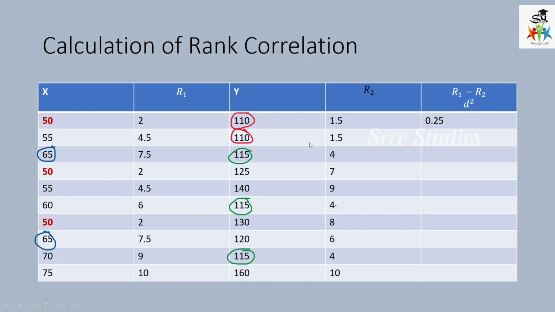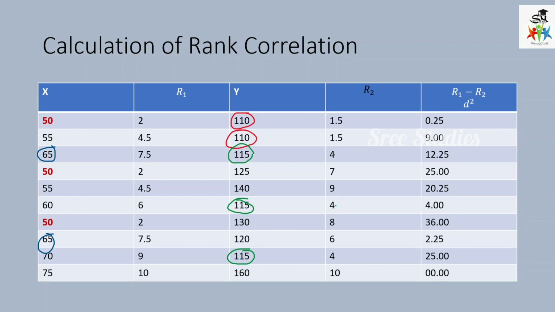Then the next one is 9 values, and the next one is 12.25. Next one is 2 minus 7, 5. So 5 into 5, 25. And the next one is 4.5 minus 9. And the next one is 6 minus 4, that is 2. 2 square is 4. Then 6 square, 36. And then 0.5. So 2.5. And then 9 minus 5, it is 25. 10 minus 10, 0 values.